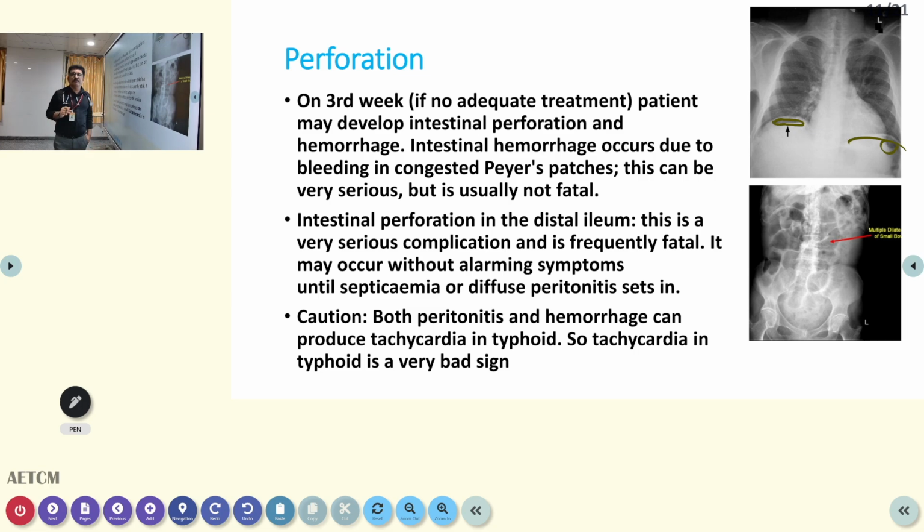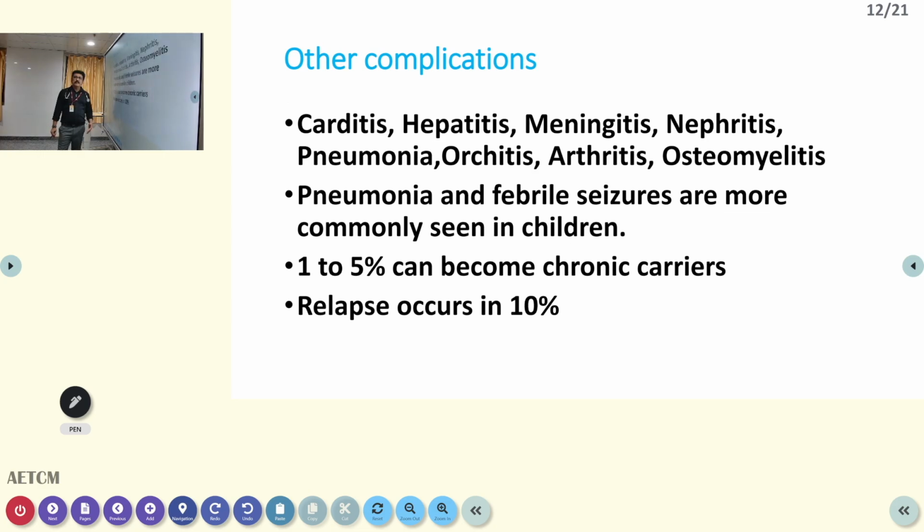This is the one condition where you get tachycardia in typhoid. Normally you don't get tachycardia in typhoid, you get relative bradycardia. But this is one condition where you get tachycardia in typhoid. So when the patient develops peritonitis, perforation, all these things, the patient can have tachycardia. Now, other complications: almost all organs in our body can be involved in this type of infection. We know that patients can have carditis, hepatitis, meningitis, nephritis, pneumonia, orchitis, arthritis, osteomyelitis. All these complications can occur in some patients.